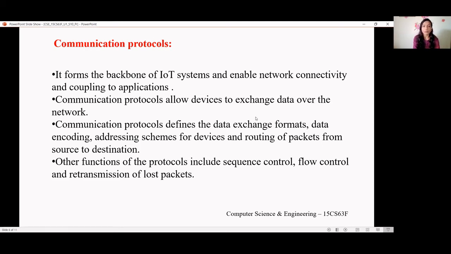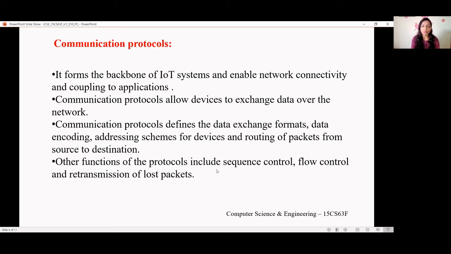This communication protocol defines the data exchange format, data encoding, and addressing schemes, all those things we had studied. That is how data exchange formats are defined, how encoding and decoding are done, and addressing schemes. We studied IPv4, IPv6, 6LoWPAN, and how the routing will happen. There are different transport protocols, TCP is there, UDP is there. All those things are defined by a communication protocol.